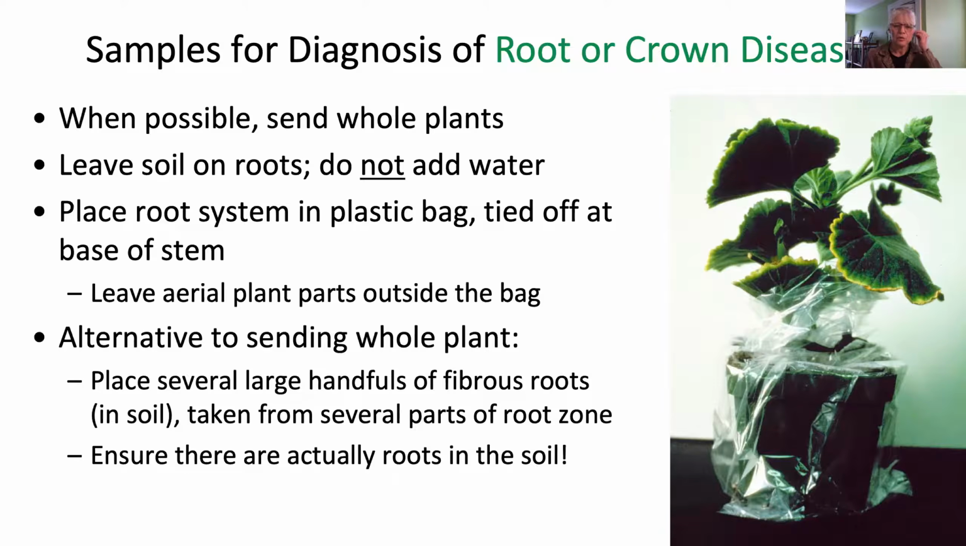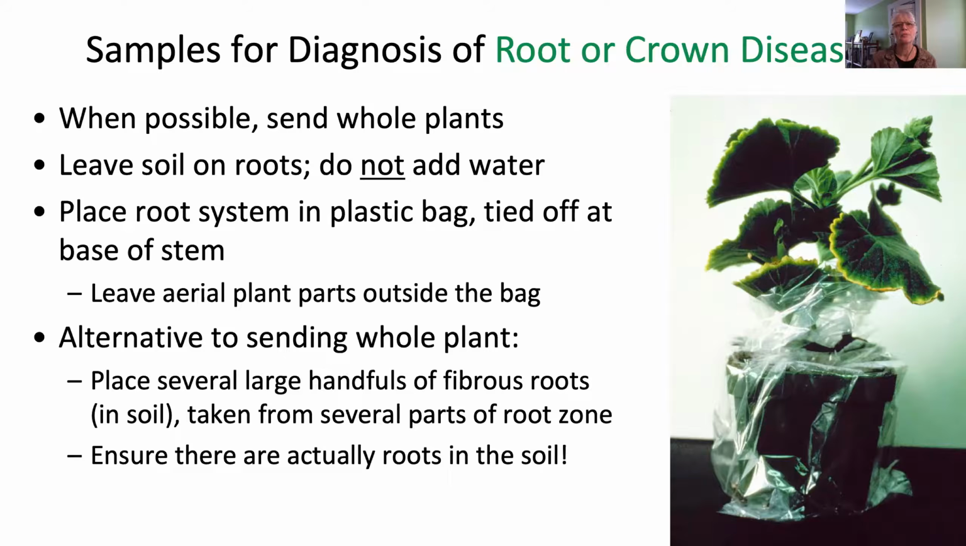Now, in cases where you cannot send a whole plant, it is still possible to diagnose a root disease from a handful of the fibrous roots. So if the people are only willing to send a root sample and not the whole plant, then encourage them to take several large handfuls of the fibrous roots from different parts of the root zone and leave those in the soil and package that up in a plastic bag.